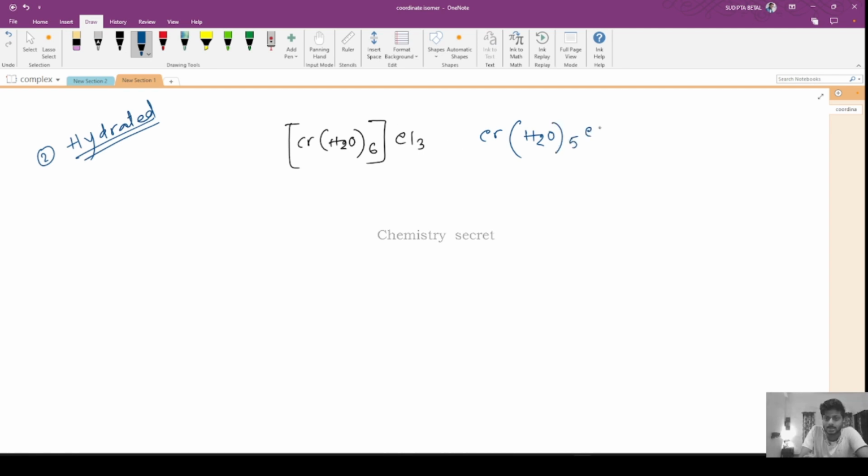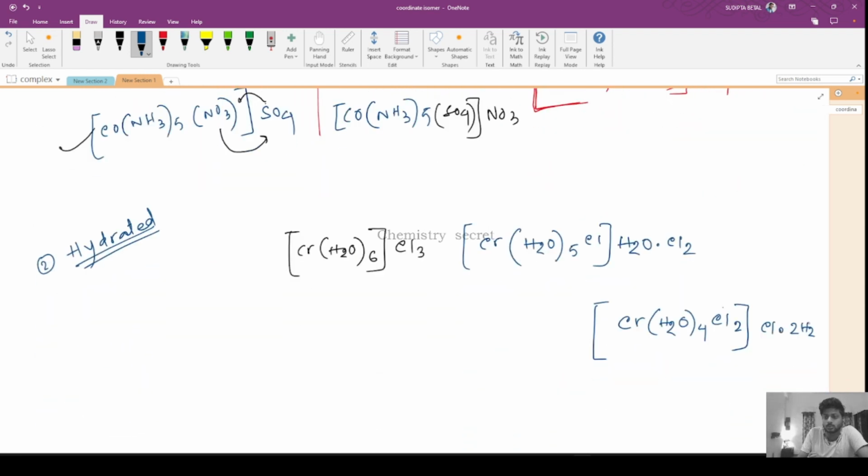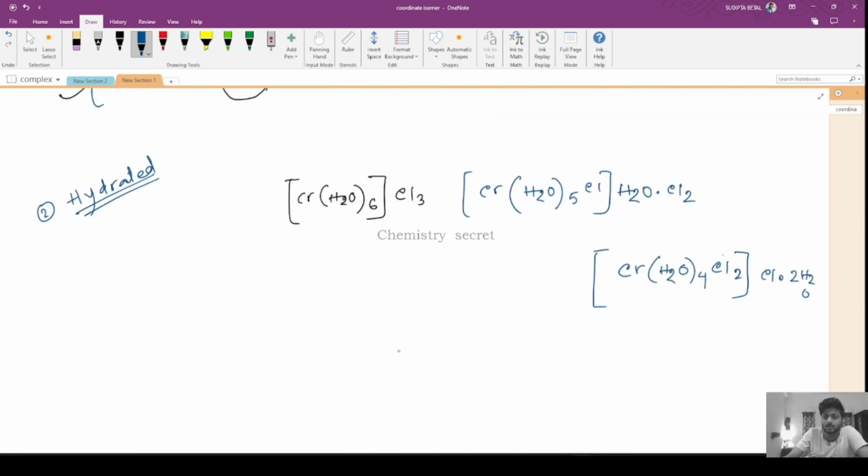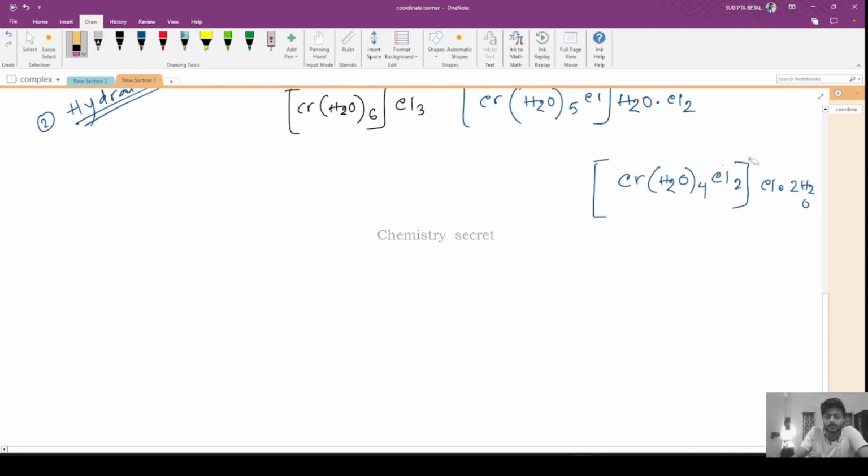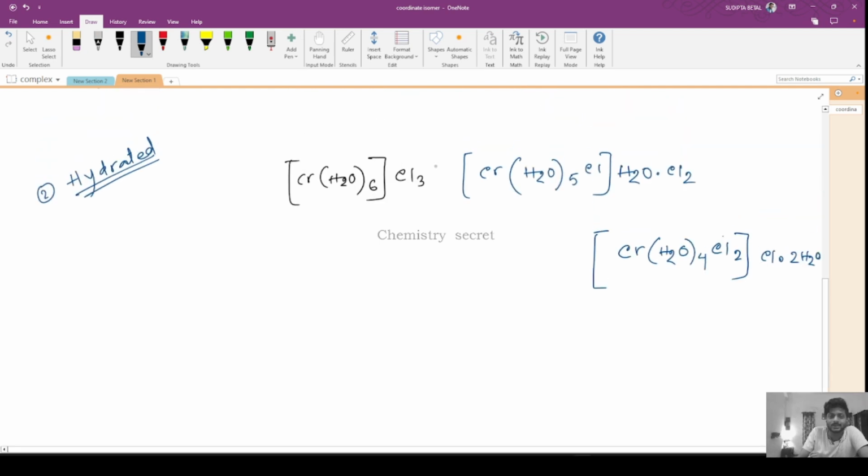If we take one chlorine inside and one water molecule outside, and the rest of the chlorine also outside of the third bracket, then we can say that this complex can be the hydrated isomer. If we take one more case, if 4 water molecules are inside the coordination sphere and 2 chlorine, and outside of the sphere 1 chlorine and 2 water molecules, then these three are isomers to one another.